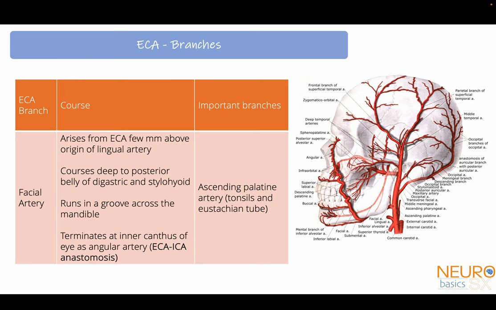It courses deep to the digastric and stylohyoid, runs in a groove at the level of the mandible, and most importantly terminates medial to the eye as the angular artery. The angular artery is important because here you can have anastomoses with branches of the ICA through the ophthalmic artery. This is the area where dangerous anastomoses between the ECA and the ICA can happen.